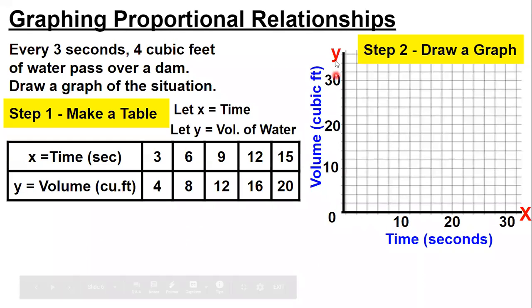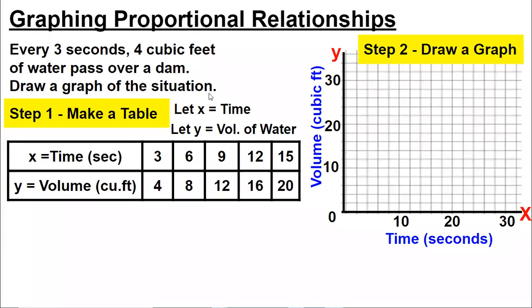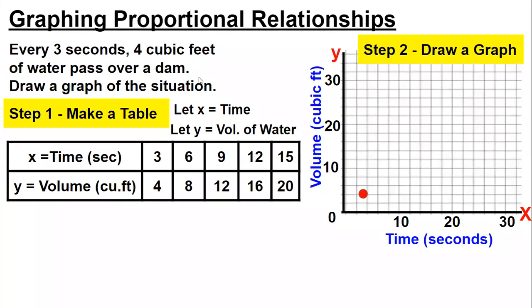What about the y value? How does that go up? The same way, right? 2, 4, 6, 8, 10, etc. So every line is 2 units. Okay, now that I notice that, I am going to plot the points from my table. So I'm going to plot point (3, 4).